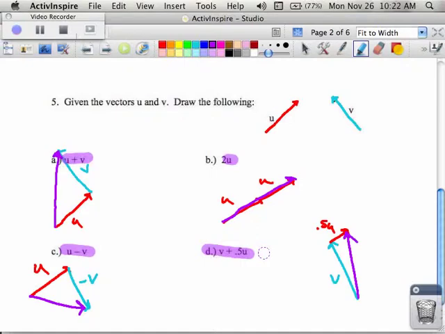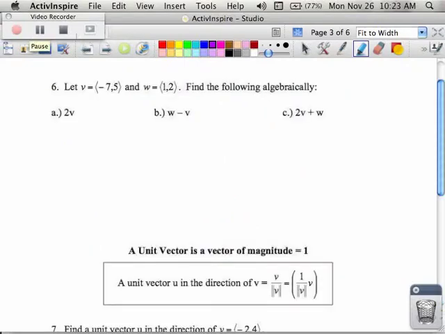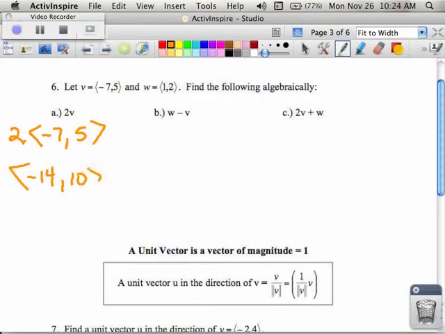Questions? In number 6, I'm going to do 2 times v. Here we go. 2 times the v vector. Oh, careful, don't blink. Done.